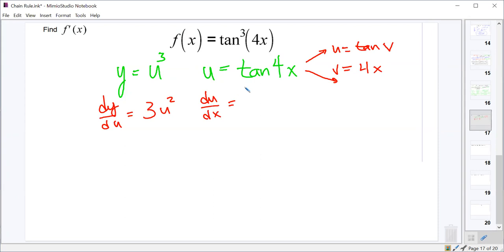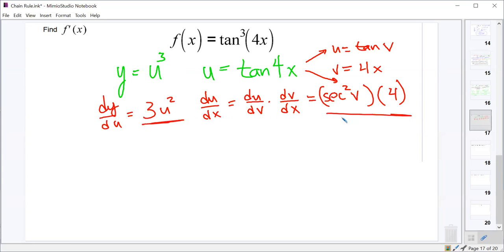So du dx should equal du dv times dv dx. Does that make sense? So we're doing the chain rule for just this second piece of it, which will be secant squared v times the derivative of v, which is 4. So we need to multiply dy du times du dx.